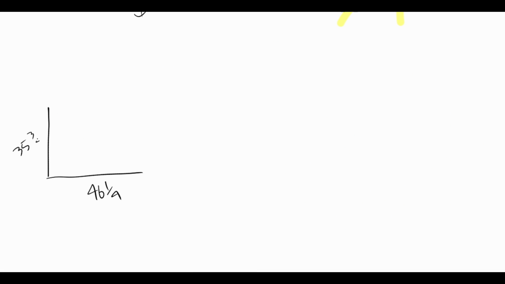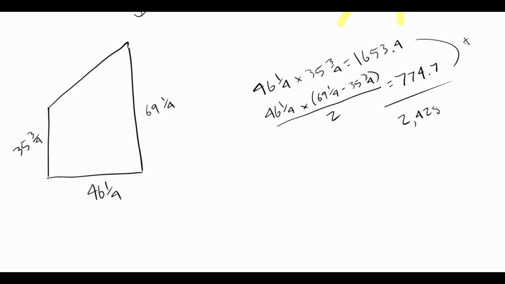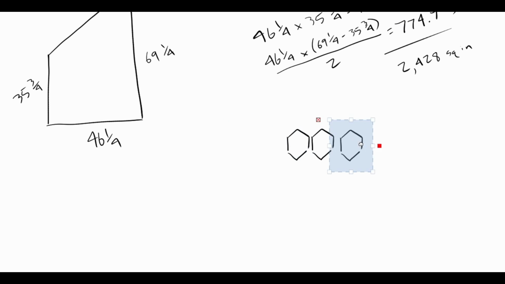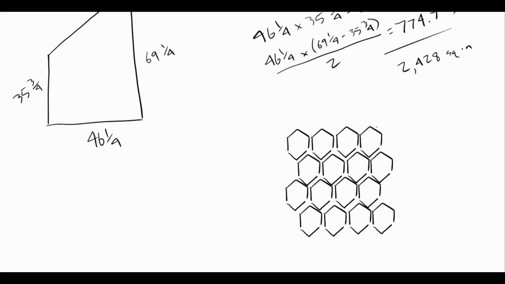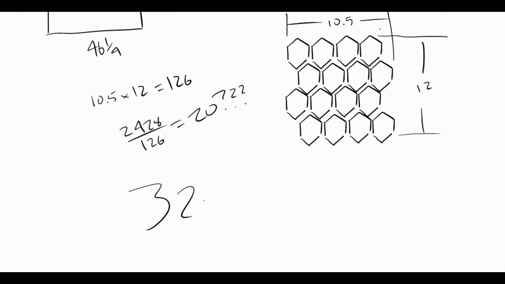But how many tiles are there? This area is trapezoidal, with a base width of 46 1/4 inches and heights of 35 3/4 and 69 1/4 inches. Doing a quick area calculation shows a total of 2,428 square inches. Now each sheet of tile contains 16 tiles and is about 12 inches by 10.5 inches, or 126 square inches. This means only 2,428 divided by 126, or about 20 sheets of 16 tiles. That's 320 tiles, and I'm not accounting for edge cuts, so this is going to be a lot of soldering.